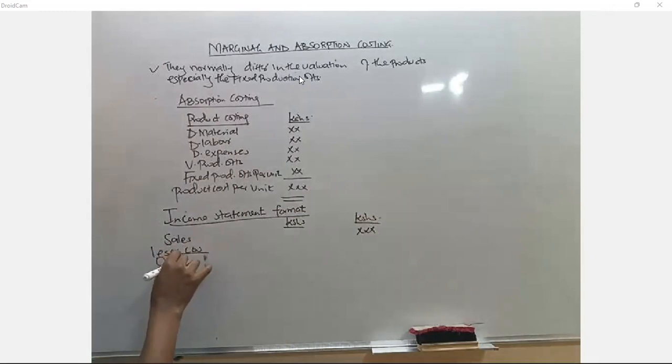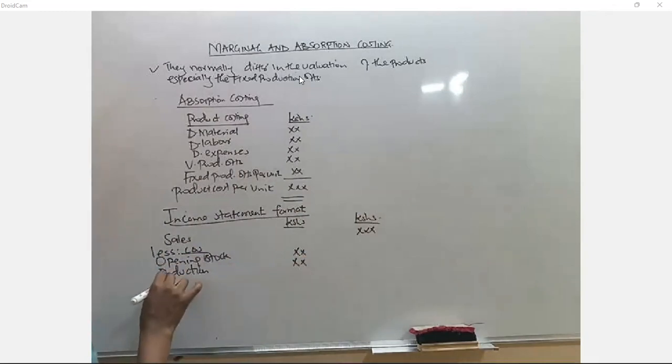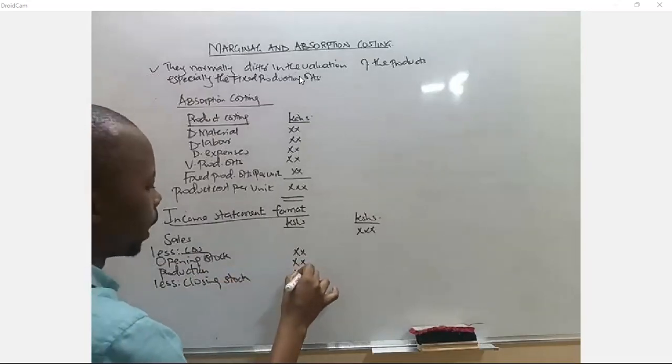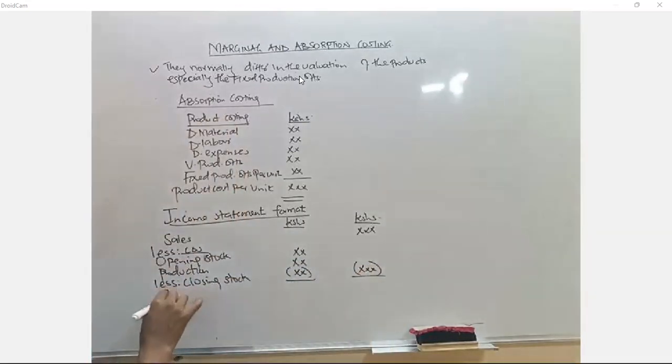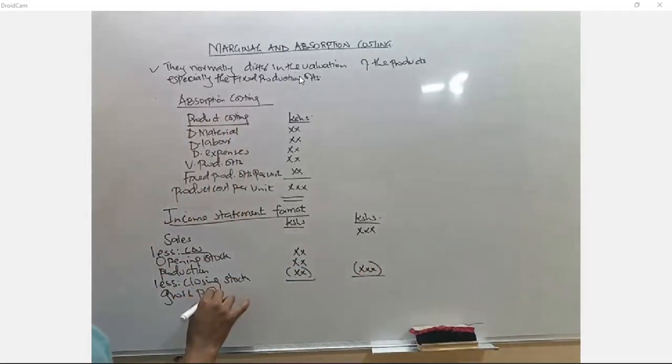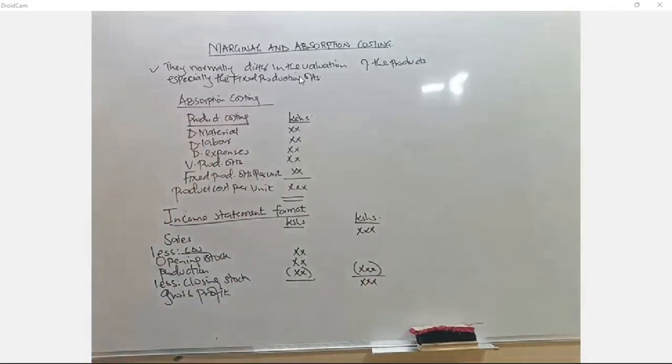We start with the opening stock. Opening stock we put there. Then we have your production. My production is there. Then we deduct our closing stock, right? You get your total cost of sales. Then you get your gross profit. So your gross profit is there. Then we are going to be factoring something here called over or under absorption of overheads.